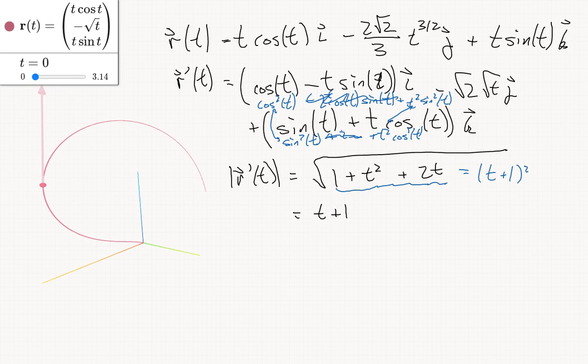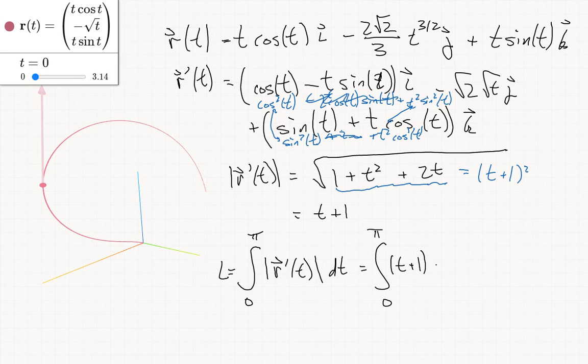So now, let's say we want to find the length from, let's say, 0 to pi of this, the integral of the magnitude of r prime of t dt. This is the integral from 0 to pi of t plus 1 dt, which is 1/2 t squared plus t evaluated at pi and at 0. So this will be 1/2 pi squared plus pi.